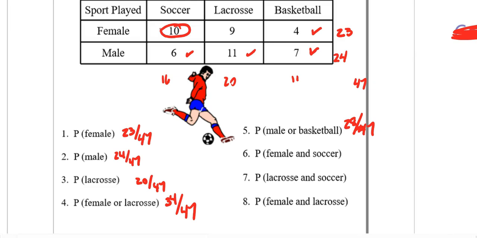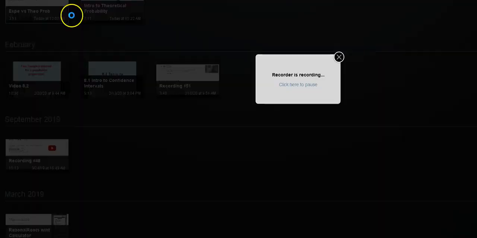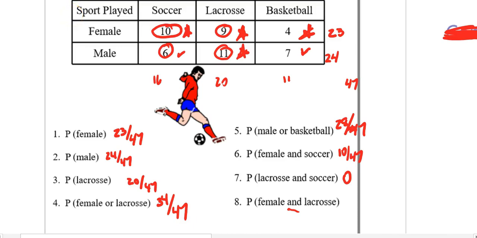Lacrosse and soccer would be, well, we need all the lacrosse players. So these people play lacrosse, these people play lacrosse, and soccer players, these people play soccer. There's nobody that plays both soccer and lacrosse. And for female and lacrosse, that would be these lacrosse players and these lacrosse players. Everyone that I just put a star next to would be female and lacrosse, which means they have to be both a female and play lacrosse. So that would be this group right here. They're the only ones who are both of them. So then that would be 9.